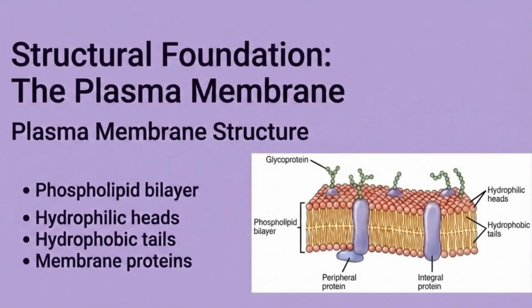However, water-soluble substances, including sugars, amino acids, and ions, cannot cross directly and often require these embedded proteins. Cholesterol molecules within the membrane add stability and help regulate fluidity. Because lipids and many proteins can move laterally within the layer, the membrane is described as a fluid mosaic, stable in structure, yet dynamic in function.